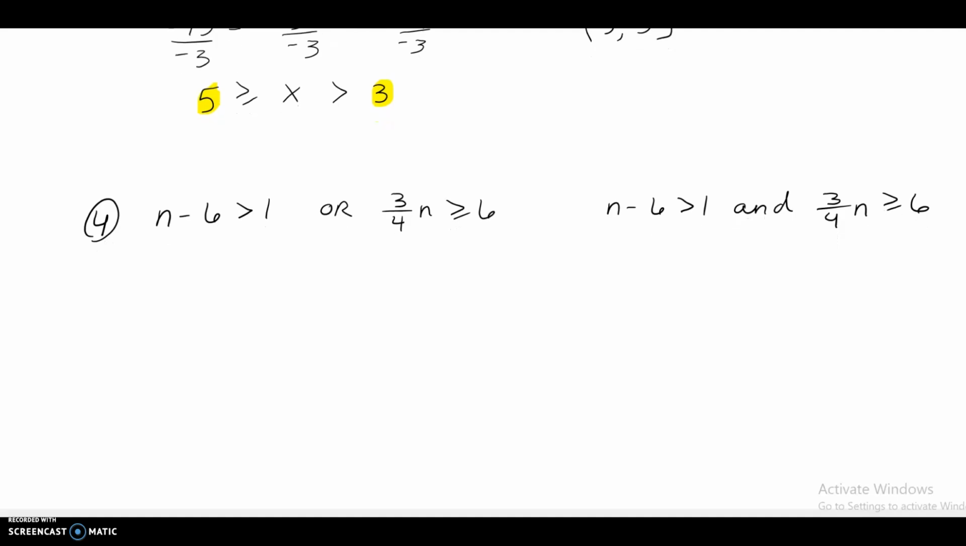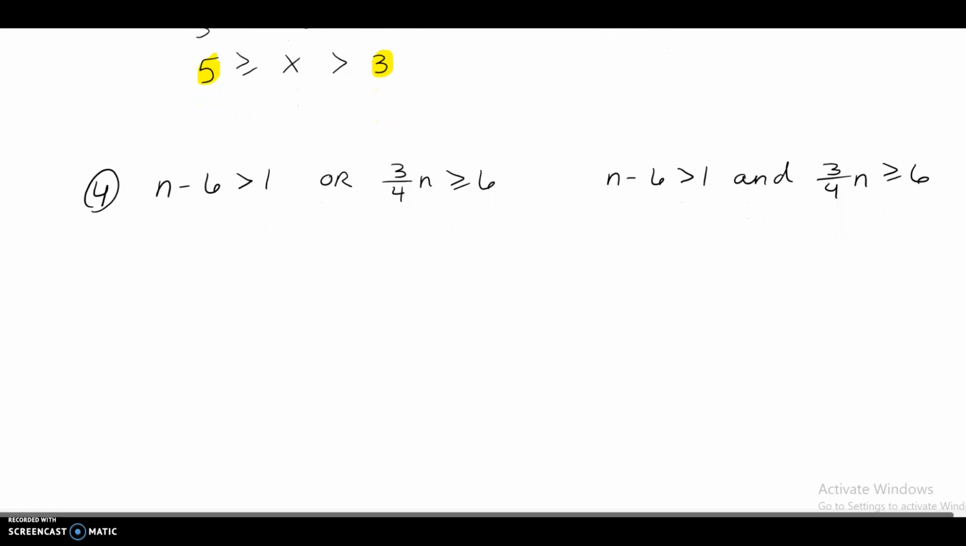All right, so here's another set of compound inequalities. And notice that this one has or and this one has and. Otherwise, they are the same, okay? But something interesting happens on these that you need to think about. So if we're solving these, on this first one, we would add 6 to both sides. And you get n is greater than 7.